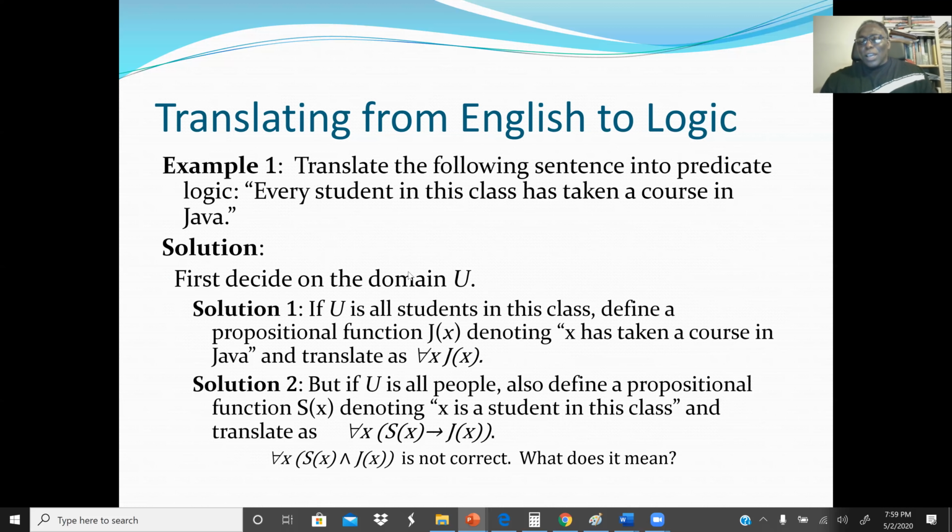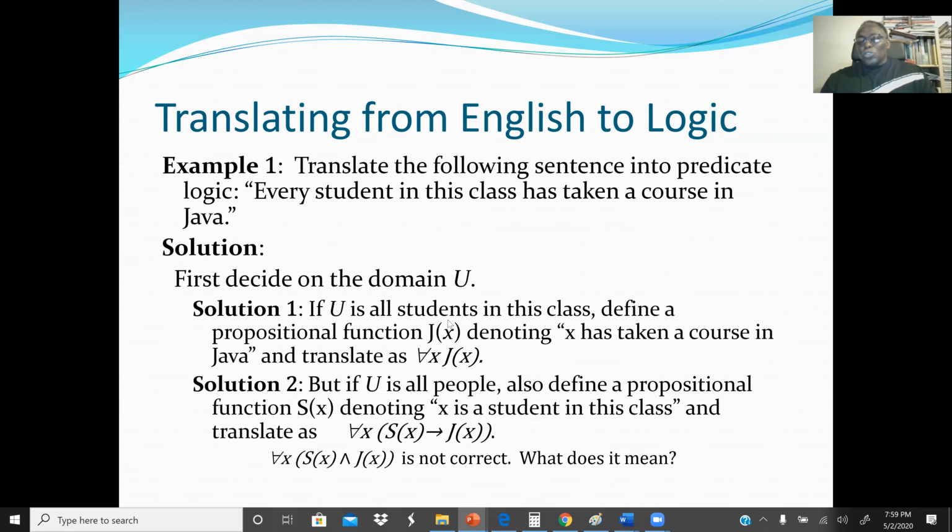Here we are assuming that the universal set is, we are 100% sure we are dealing with all the students that are taking the Java class. That's why the expression is very straightforward: all X, J at X. J at X represents a student taking Java class, or all students taking Java class, our expression.